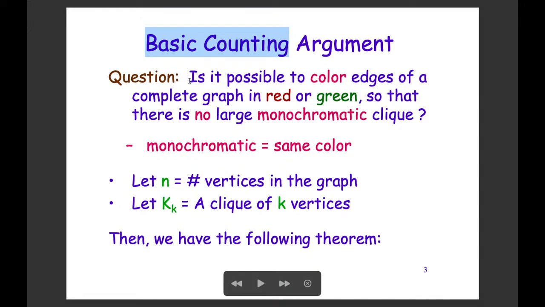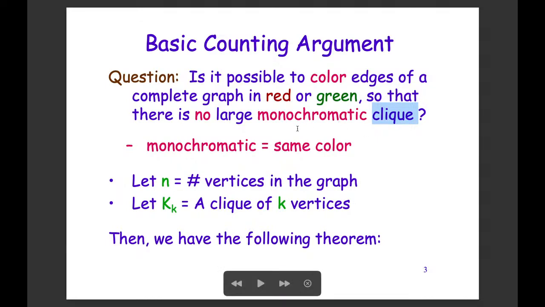So we want to ask, is it always possible to color the edges of a complete graph in red or green so that we don't see any clique such that all the edges are of the same color? We are introducing this word called monochromatic. Mono means one, chromatic means color, so it is a single color. Clique means a complete graph.